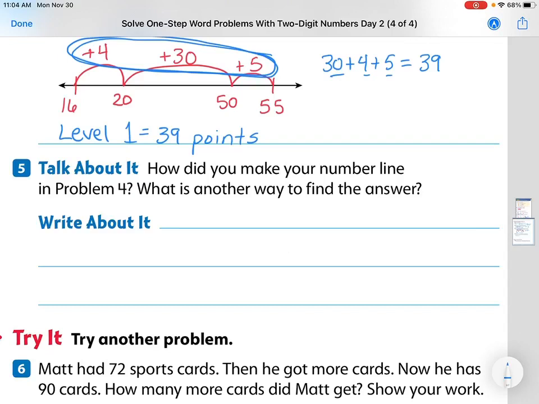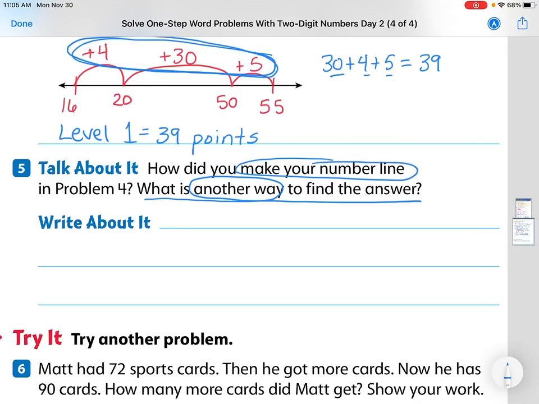If you did a subtraction number line, you would write in words, I started at number 55 and I hopped back this many and got here. Use your words to explain how you solved the problem the first time. Then we also have to write another way that we could have found the answer. So you have two jobs here on number 5. First, tell me how you did your number line, and then tell me another way you could find the answer.